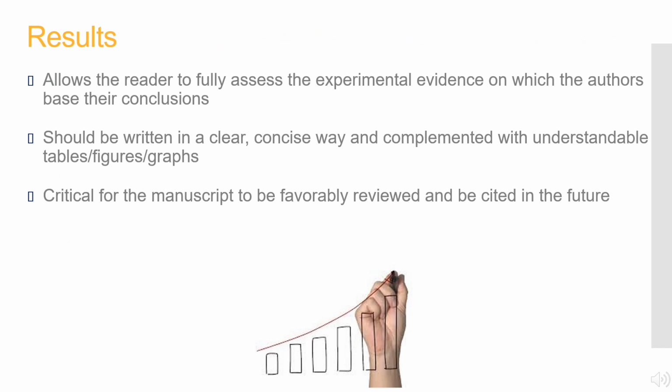Following the materials and methods section, the results section allows the reader to assess the evidence you're presenting to base your conclusions on. This should be written in a clear, concise way and be complemented with understandable tables, figures, or graphs. This is critical for the manuscript to be favorably reviewed and cited in the future.